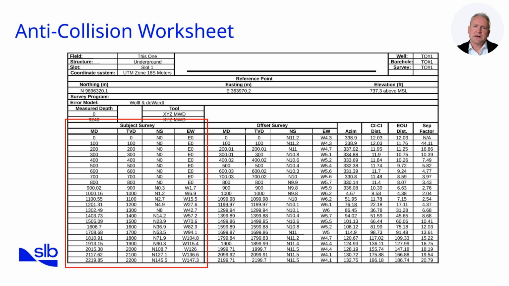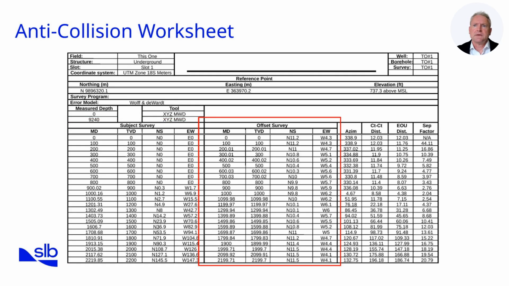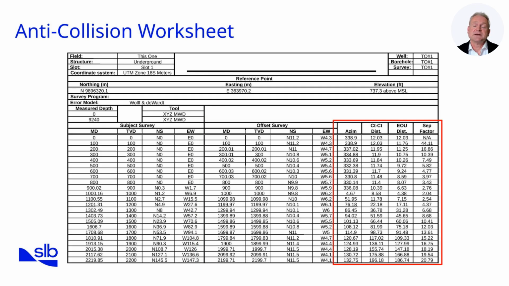Next, we have the subject survey listing. This is the listing of the planned well that we intend to drill. To the right, we have the offset survey. This listing is matched to the planned listing based on its TVD. This is required because different TVDs cannot collide. To the right of this is the azimuth direction of the offset well compared to the planned well. If we follow this, you can see that the offset starts approximately northwest of the planned well, then rotates through north and continues past the east direction.